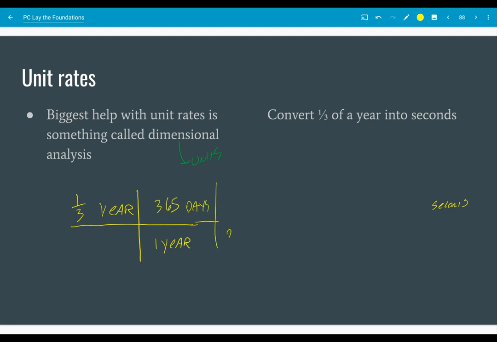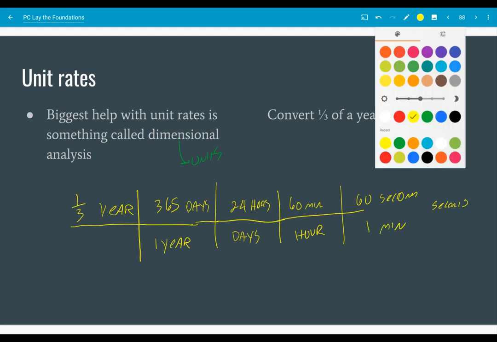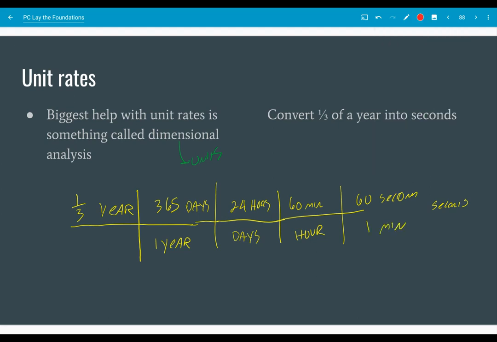And we know that there are 24. The next smallest is, so we want to cancel out days. There are 24 hours in a day, 60 minutes in an hour, 60 seconds in a minute. Now, if we look, year divided by year is going to give us 1.